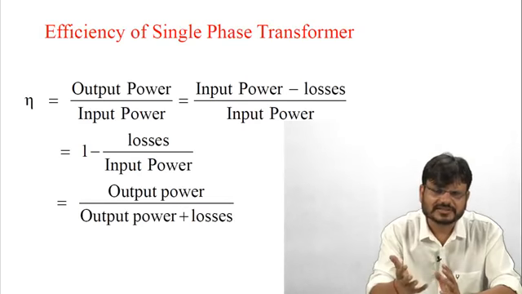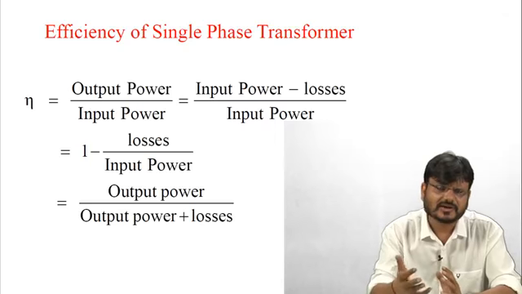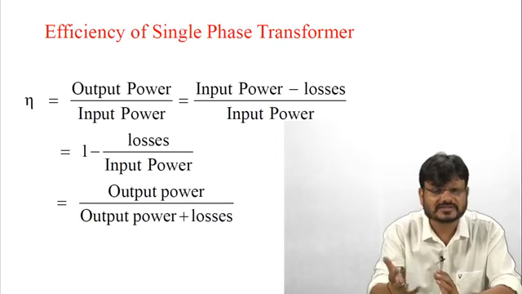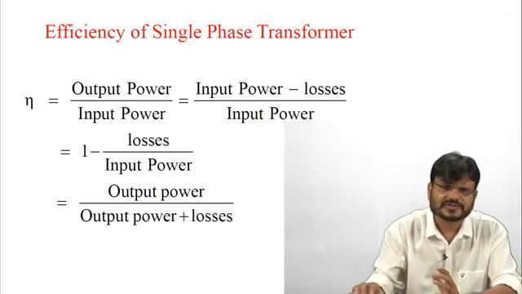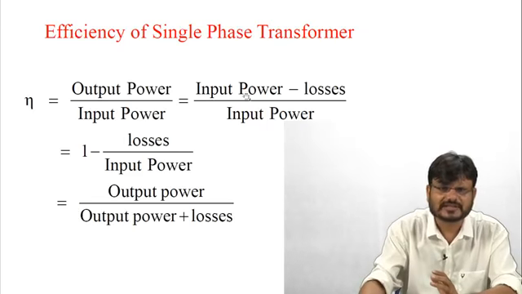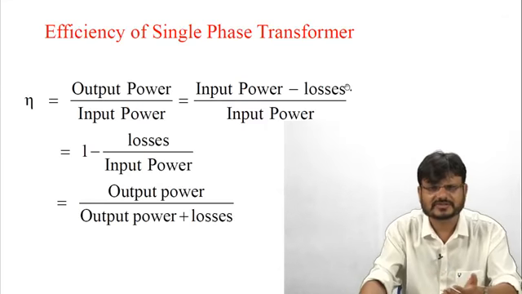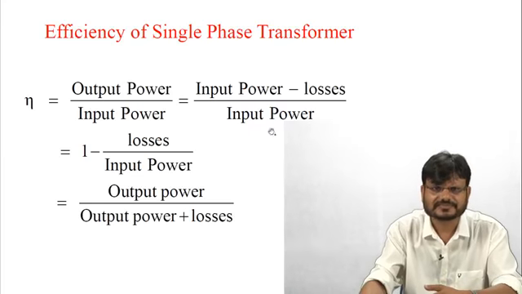Or, if you are calculating efficiency at full load, this power is generally written on the machine also. So the output power can also be written as input power minus losses. Because you have already learned how to calculate the losses, eddy current losses, hysteresis losses, that is the constant losses, and variable losses, this formula can be written as 1 minus losses upon input power.